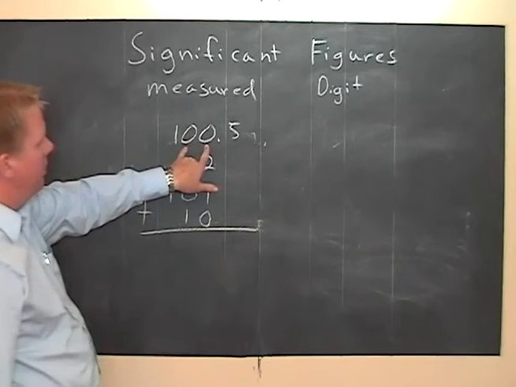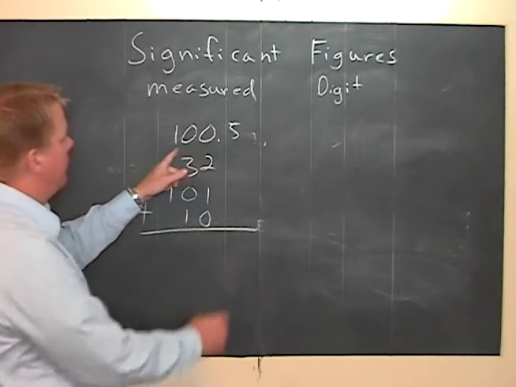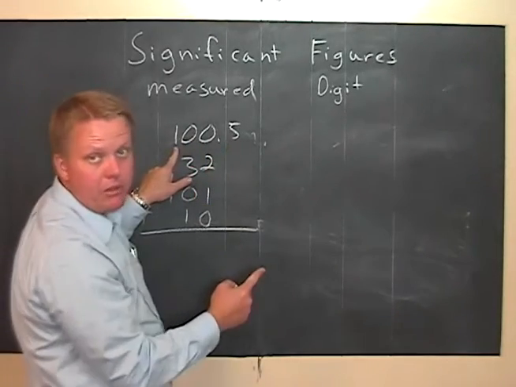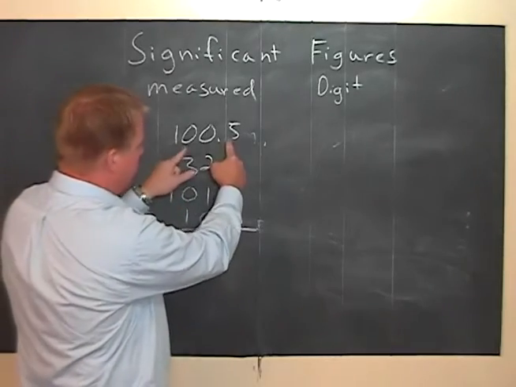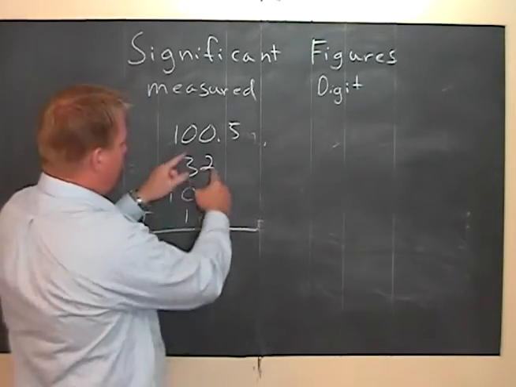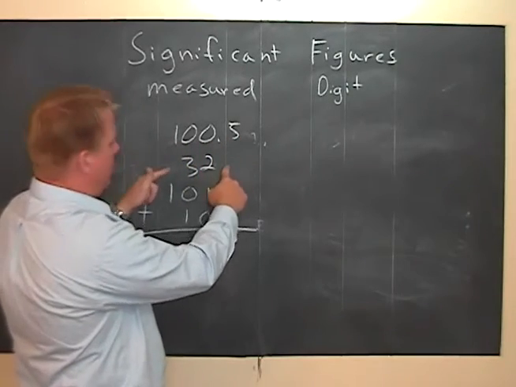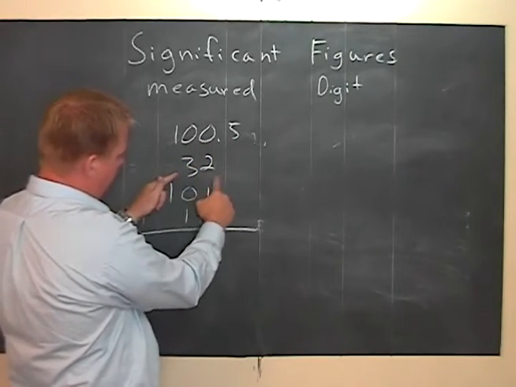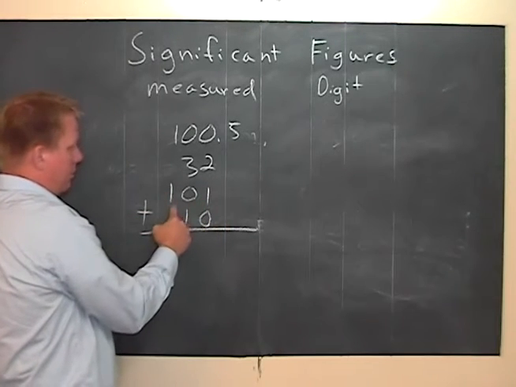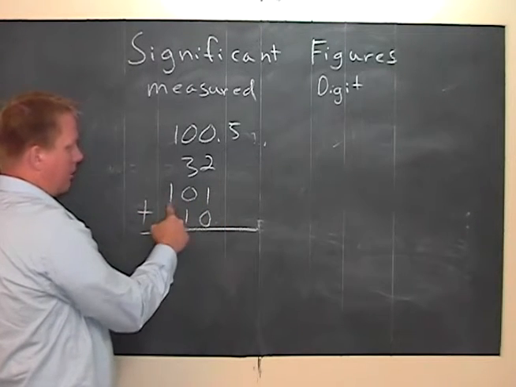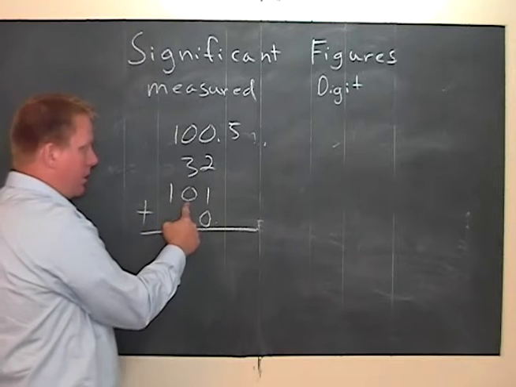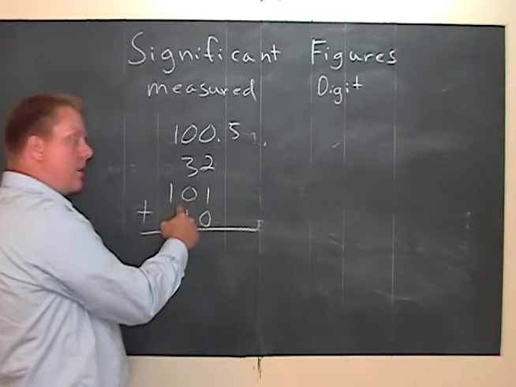notice these zeros were measured because they're in between two other digits that were measured. Obviously, if you measured this one and this one, you can measure those. So these are all significant, 1, 2, 3, 4 of them. 4 measured digits. 32, we have 2 significant digits here. 101, well, there's 1 and 1, which both of those obviously were measured. The 0 is in between them, so it's significant.